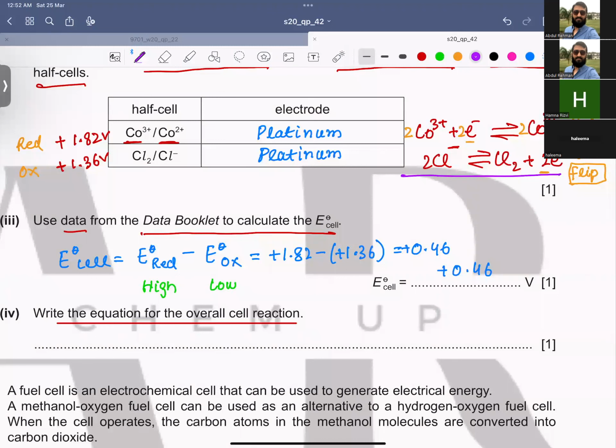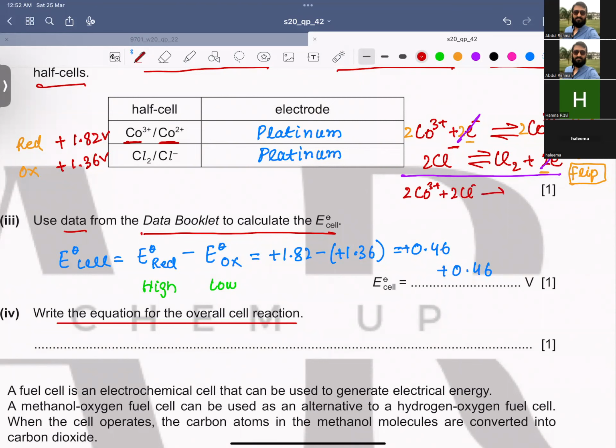Now you just add both the equations. When you add both the equations, the electrons get cancelled because they are on the opposite sides of the arrows, and you are left with 2 cobalt 3 positive ions and 2 chloride ions on the reactant side.